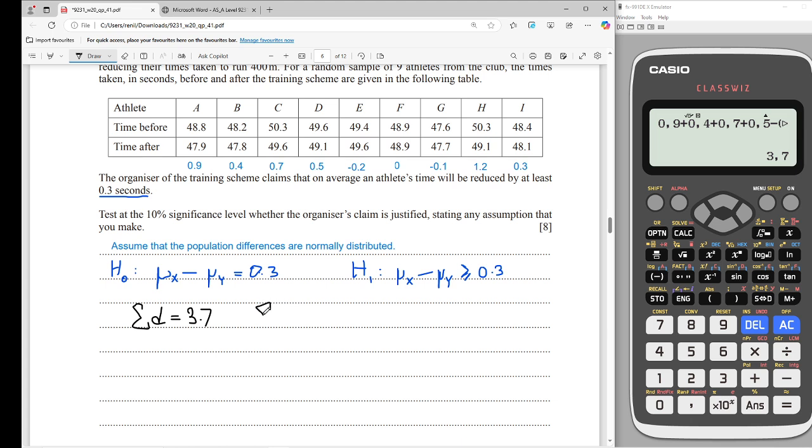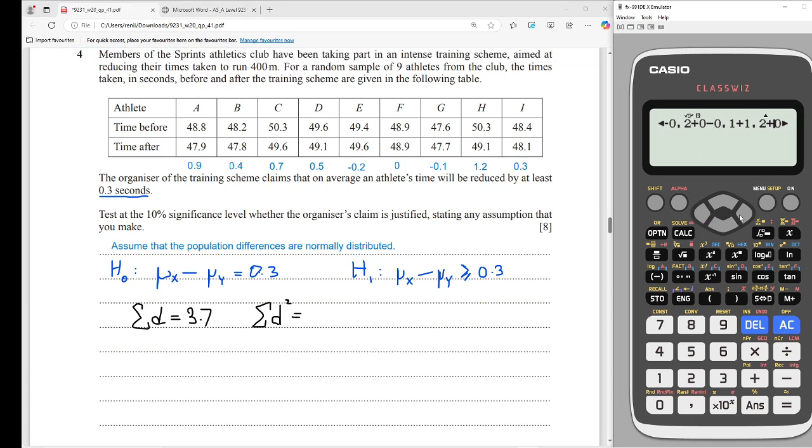To find the summation of d squared would mean to square every number and then add them. So does it mean 3.7 whole squared? That is incorrect. What this means is that we're going to be squaring each number individually. So 0.3 squared, 1.2 squared, and over here we disregard any kind of signs. We just add and add. So 0.1 the whole squared, because negative 0.1 the whole squared is the same as 0.1 the whole squared, so it wouldn't matter.